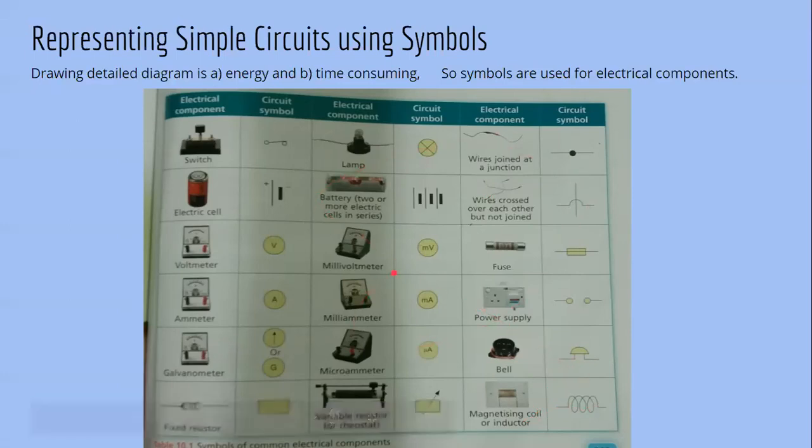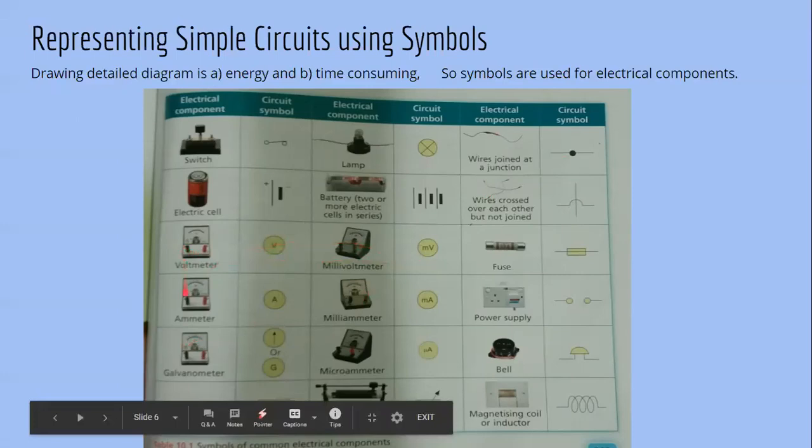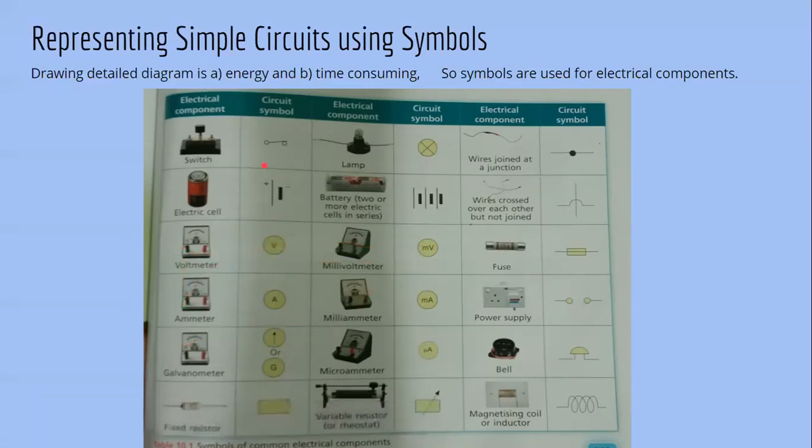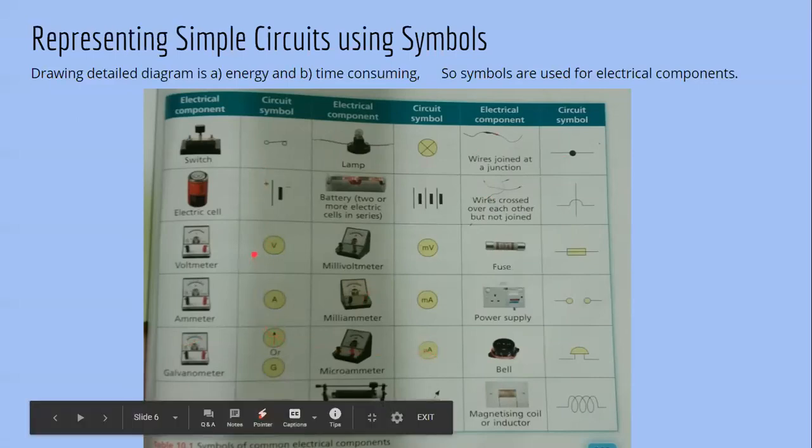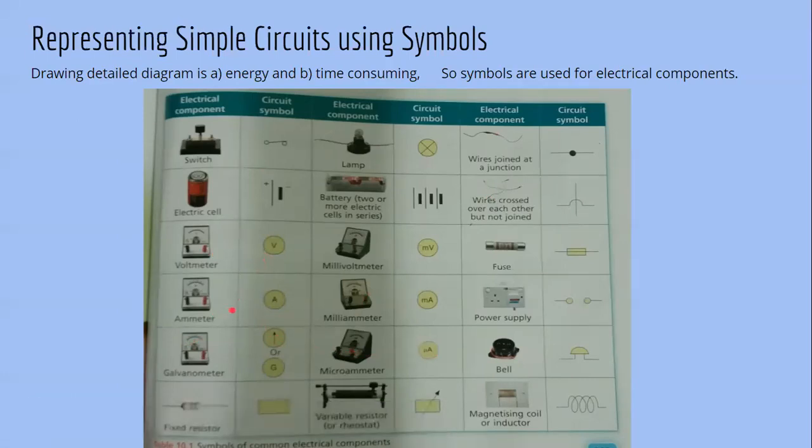In this, you don't need to know the role of each of them. What you need to know is that there are symbols for certain electrical appliances, and you need to learn all these symbols. Most of them are very easy. For example, for a voltmeter, that's just a V. For an ammeter, that's just an A in a circle.